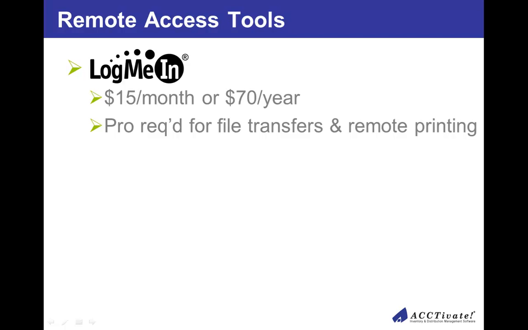The Pro Edition is currently required for doing file transfers or remote printing. So I think those are pretty important tools when you start trying to remotely access your system, is being able to easily transfer the files without using yet another system like Dropbox or Box.net. So LogMeIn is a nice system. I would recommend that you look at the Pro pricing model.